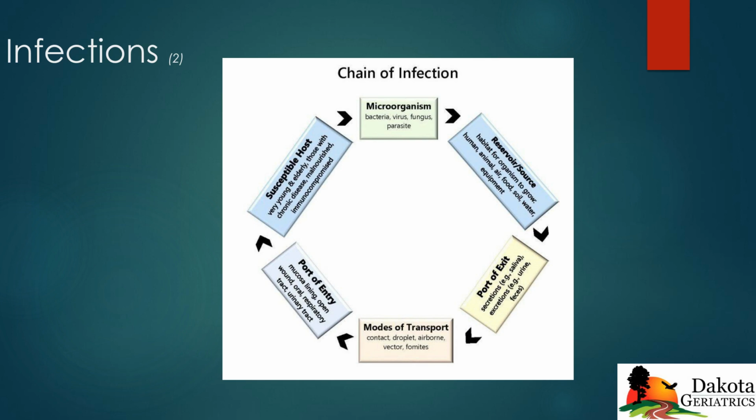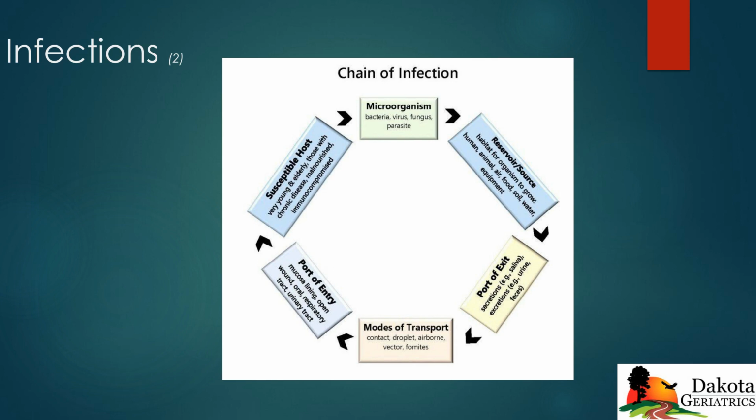The fourth step is called the mode of transmission. The germ can be transmitted from one person to another by direct transmission or indirect transmission. Direct transmission can be airborne or droplet, such as breathing in when someone sneezes or is coughing. It can also be a needle stick injury. Indirect transmission can be through food or water or contaminated equipment.